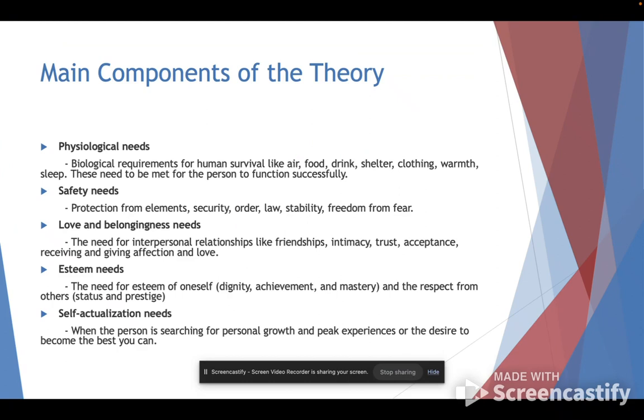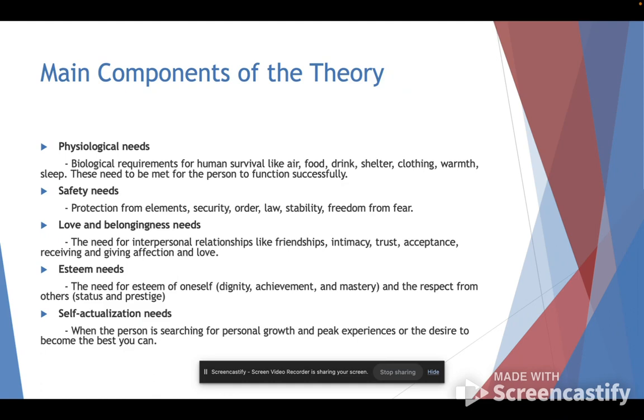The first one is physiological needs. So the biological requirements for human survival, like air, food, drink, shelter, clothing, warmth, and sleep. These are the needs that need to be met by a person for functioning success. So basically what I said earlier, you need these to be able to be successful. If you don't have the food or the drinking water or the shelter, it's kind of hard to focus on those other things because you're more focused on those basic needs that you need to survive.